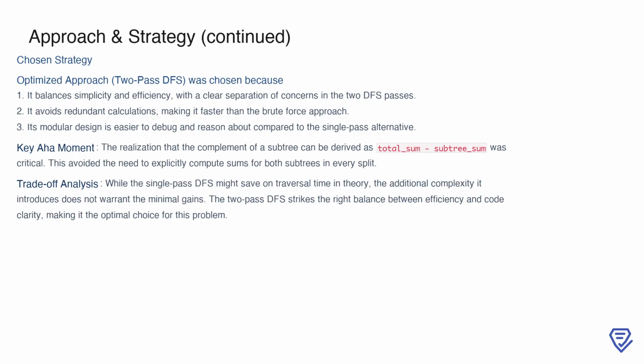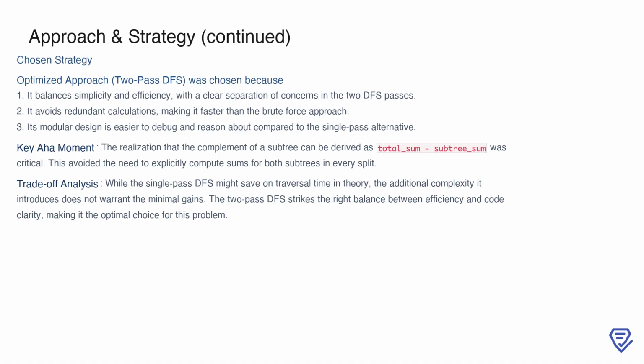A key insight that made this approach so effective was recognizing that the complement of a subtree could be derived as total_sum - subtree_sum. This eliminated the need for additional computations to determine the sums of both subtrees for every split, saving significant time. When comparing this to the single-pass DFS, while the latter might seem faster in theory by combining the two traversals, the added complexity in logic does not justify the minor gains in performance. The two-pass DFS simplifies the implementation while delivering optimal efficiency, making it the most practical choice for solving this problem effectively.